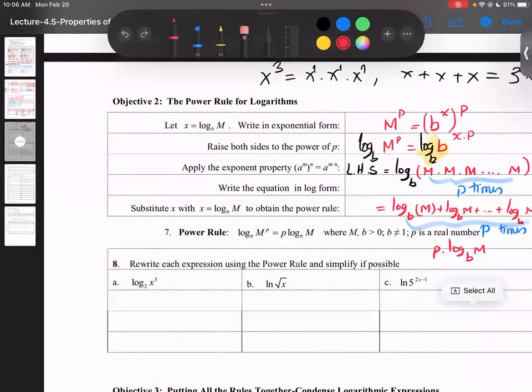I'm going to bring it down. So log base b of m to the p is actually equal to that. So what I did was I brought the p to the front. Long story short, that's it, right? That's why I call it the parachute rule. If you have a power in the argument, you can bring it to the front and multiply it to the log. That's rule number 7. It's called the power rule.